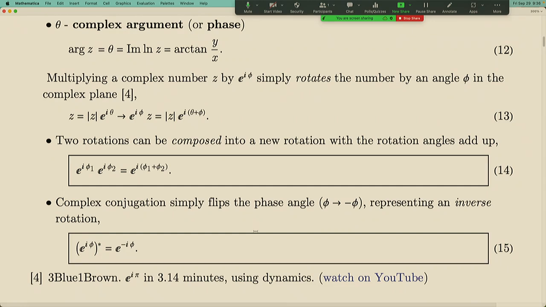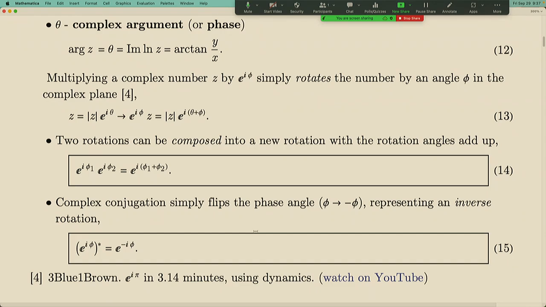And if you have two of these factors, e to the i phi 1, which rotates the complex number by phi 1, and e to the i phi 2, which rotates by phi 2, if you multiply these two numbers together, that corresponds to a new number, which you can multiply to a complex number in order to rotate it by phi 1 plus phi 2. So each number corresponds to an operation, phi 1 or phi 2 rotation. If you multiply them together, that corresponds to the combined rotation.